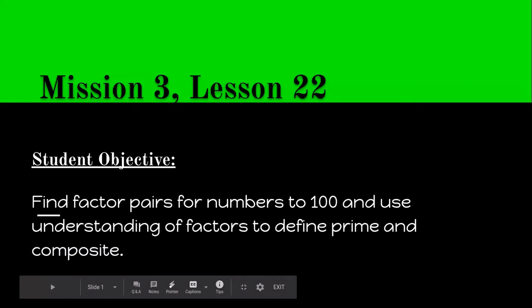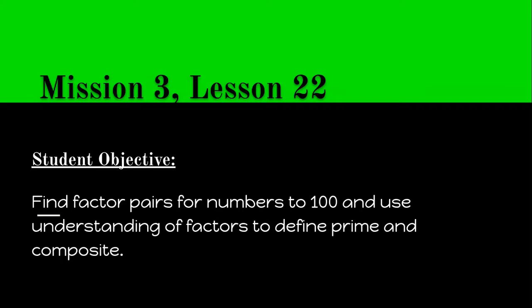Welcome to Mission 3, Lesson 22. Our student objective for this lesson is to find factor pairs for numbers to 100 and use understanding of factors to define prime and composite. So essentially what we're doing today is looking at factors for numbers and determining if a number is prime or composite. Well, what does that mean?